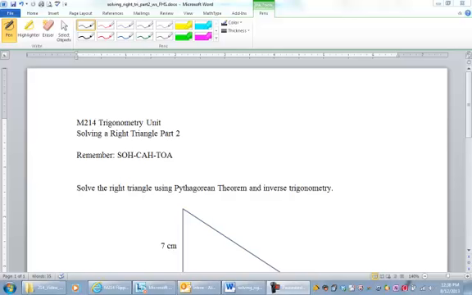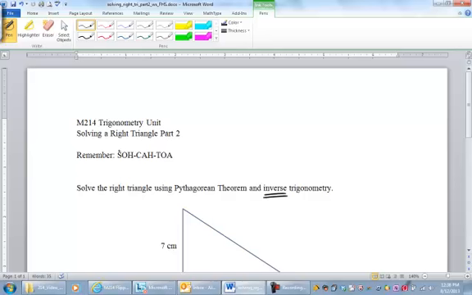Alright, we're here on part 2 or day 2 of solving a right triangle. What we're going to be using now is inverse trigonometry. So that's a little -1 in your calculator. If you remember, it's typically either above or next to the sine, the cos, and the tan button.